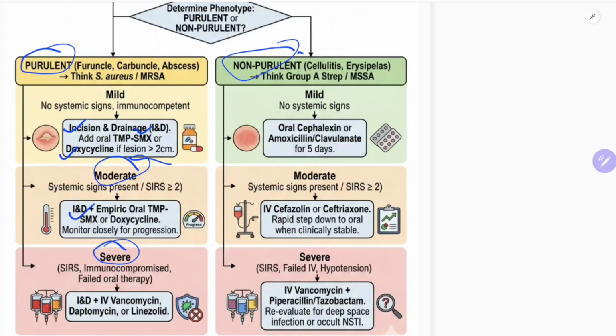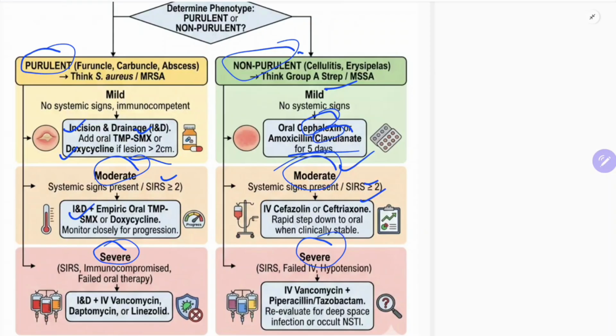For non-purulent infection, again mild, use cephalexin or amoxicillin for only 5 days. Okay, and for moderate to severe infection, again you should use IV drugs. So ceftriaxone is the drug of choice IV here, and in purulent infection, vancomycin is the drug of choice. Alternative is linezolid. Here ceftriaxone is the drug of choice. Alternative is clindamycin. Okay, moderate to severe. That's all. And one important point is that is for moderate.